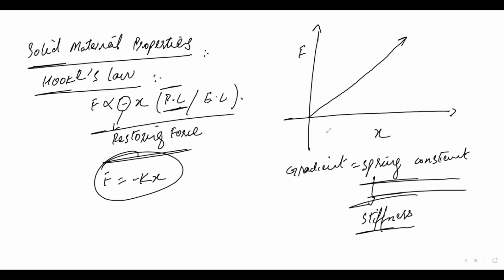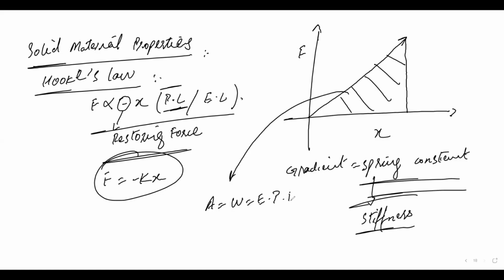So the gradient of the F-x curve would always get you the spring constant. Now, if you talk about the area underneath this curve, the area under this curve would get you the work done. And that work done would be equal to the elastic potential energy, right? Okay, how would you calculate the area under this curve?